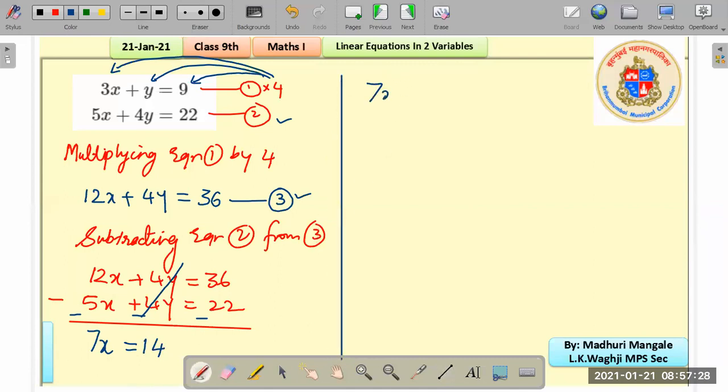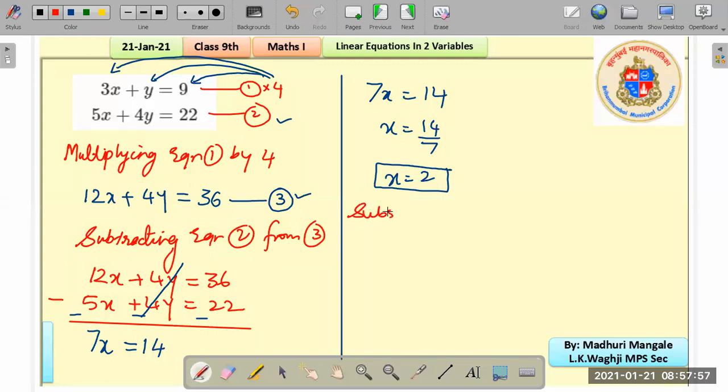And we are left with 7x equals 14. Now we have to find x. So get rid of the 7. 7 is in multiplication, so it will move to that side and become division. So 14 divided by 7, x equals 2. And once we get the variable x, we substitute it back in any one of the first two equations. So let's substitute it in equation 1.